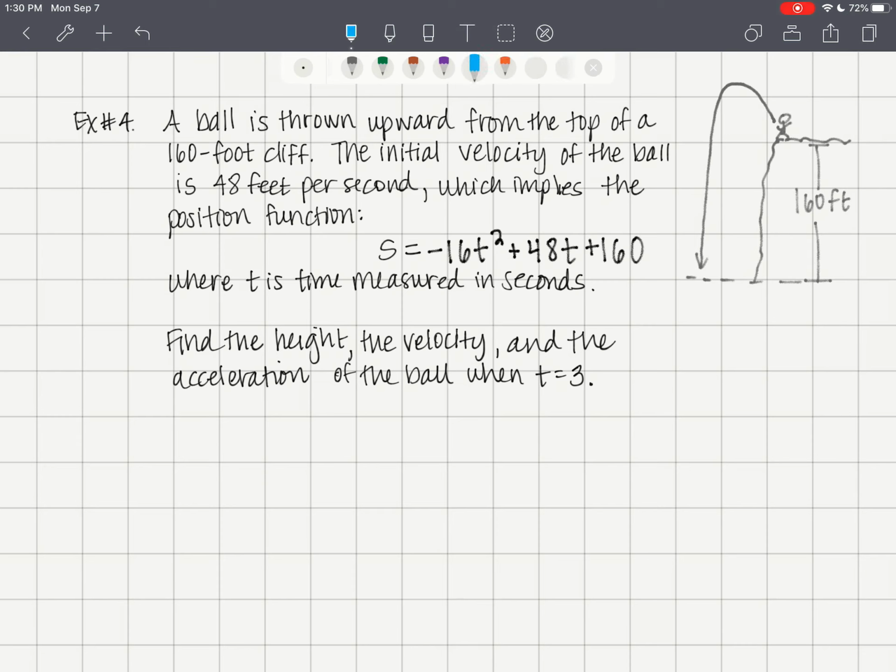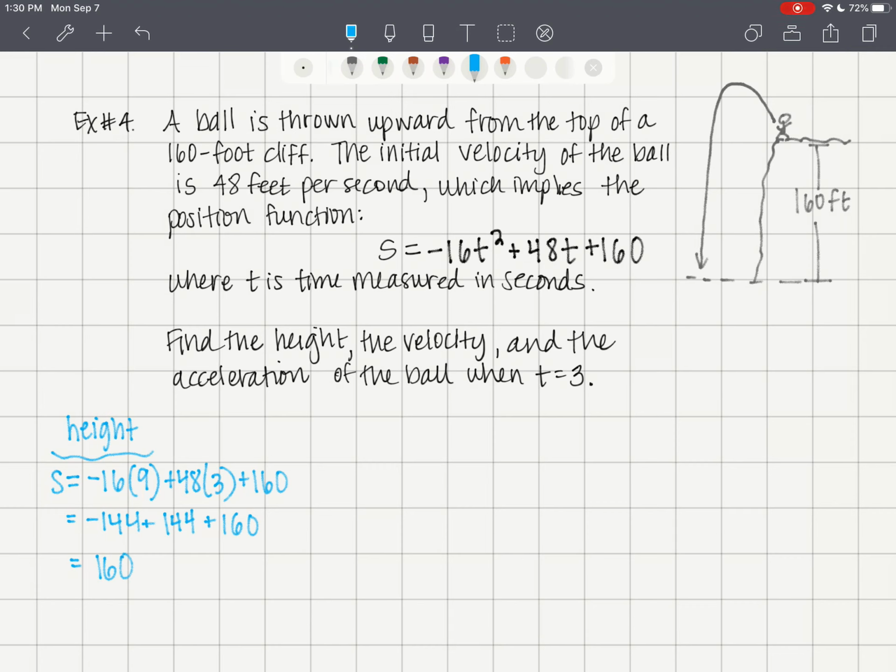So let's start with the height. The height of the ball when t equals 3. Well, this is just algebra 1. This is s equals negative 16 times 9, because 3 squared is 9, plus 48 times 3, plus 160. So this is negative 144 plus 144, plus 160 is 160 feet.